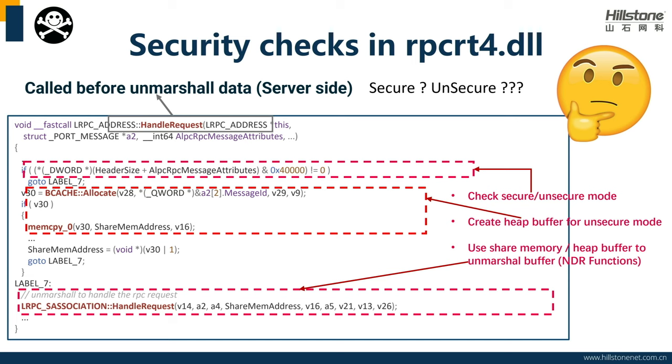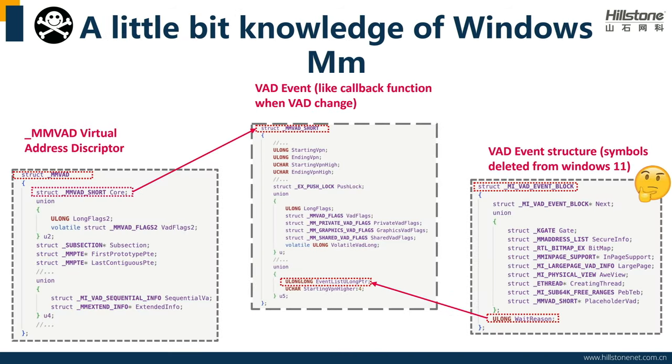And this is the code piece from user mode in RPCRT4. It acquires the RPC message attributes, including the security flag of the RPC region. If the region is unsecure, you can see it allocates a heap buffer, managed by a cache object, and copies the shared memory into the heap buffer. So it will not cause a double fetch vulnerability when the server detects the region is unsafe.